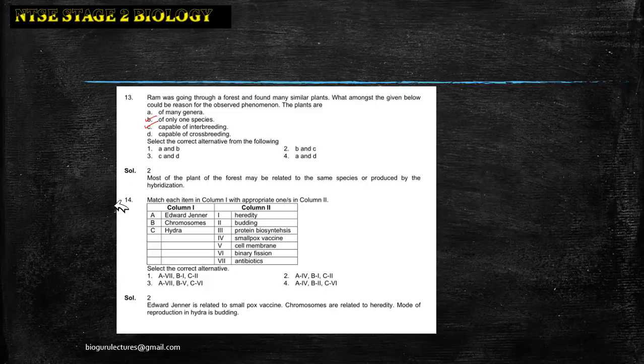Next, question 14 and the last one: match each item in column 1 with the appropriate one in column 2. So Edward Jenner discovered the smallpox vaccine. A is 4, yeah, we have two options. Chromosomes, heredity again. Okay, 1. So obviously option 2 is correct here.